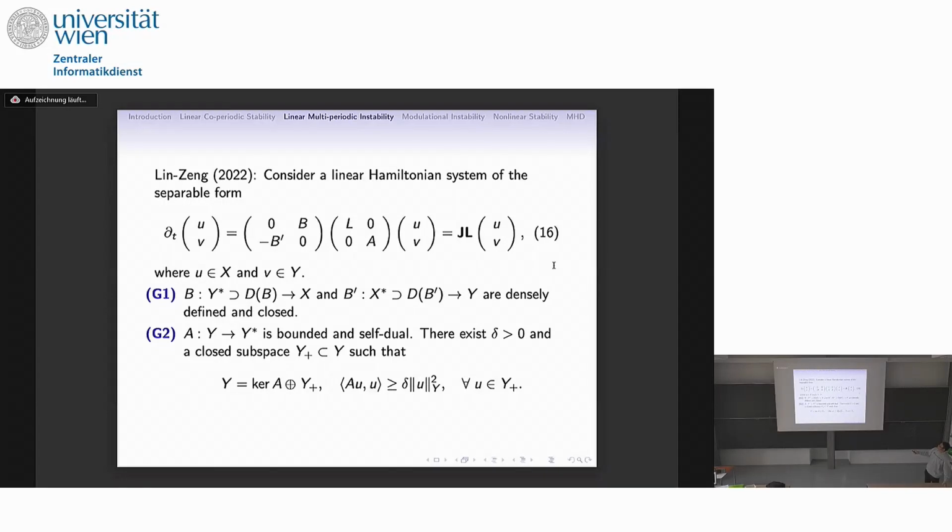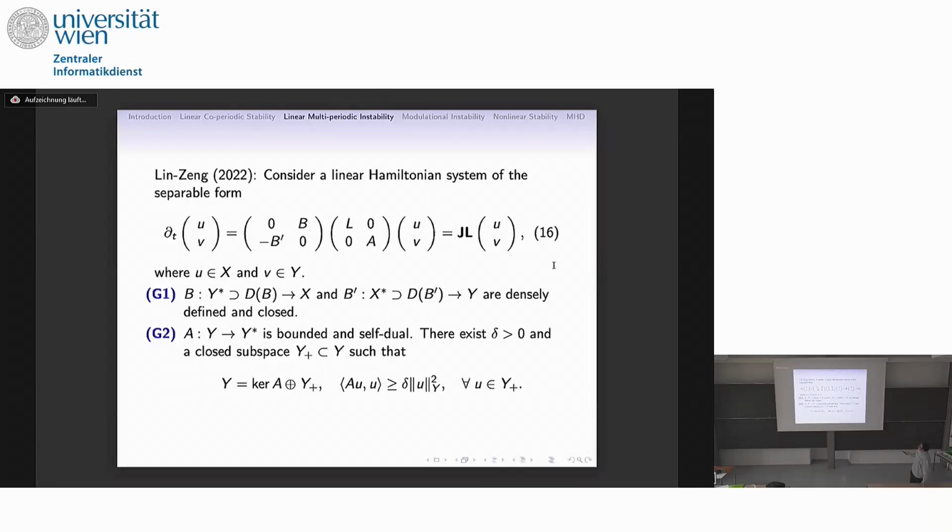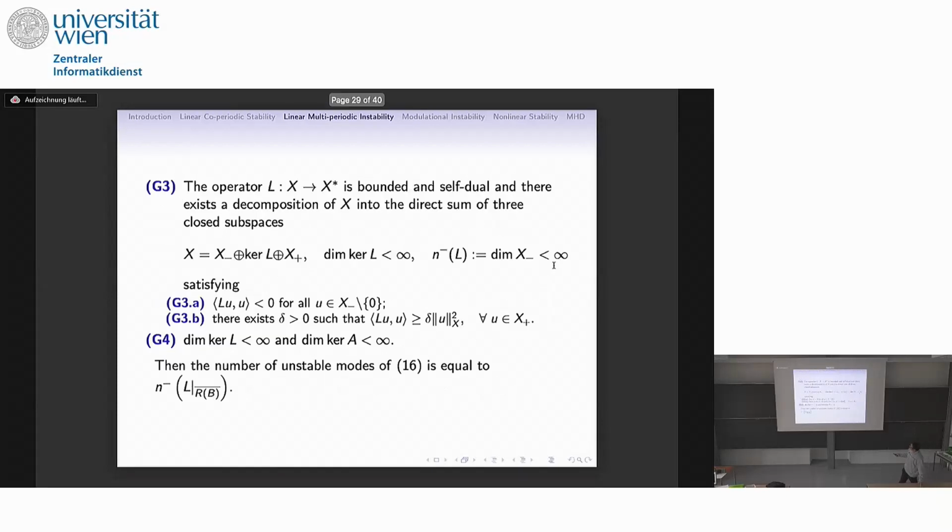B prime is the adjoint of B. So under these conditions, the main assumption is that the quadratic form of L only has finitely many negative directions. Then we can conclude that the linear Hamiltonian system has exactly this number of unstable modes: you want to count the number of negative directions of the quadratic form of L restricted to the closure of the range space of B. So this is the thing we want to compute.